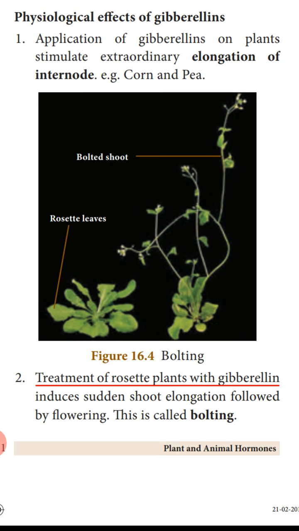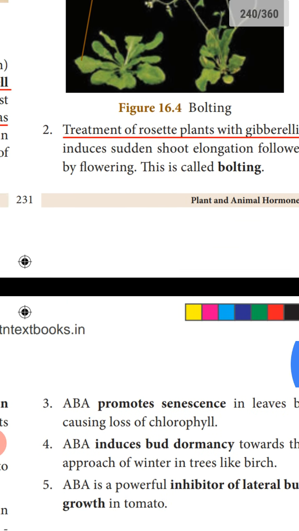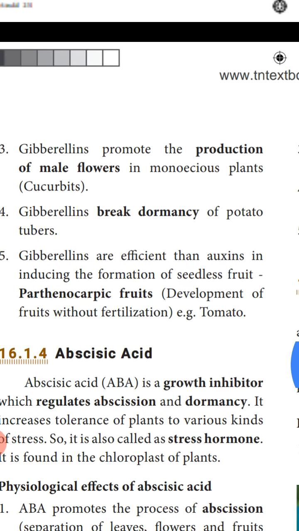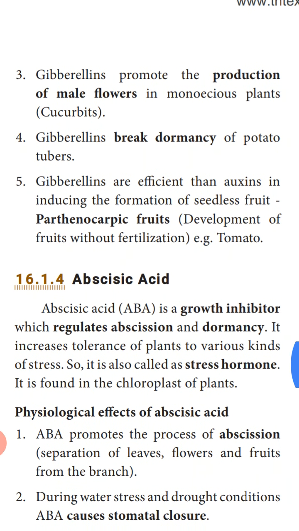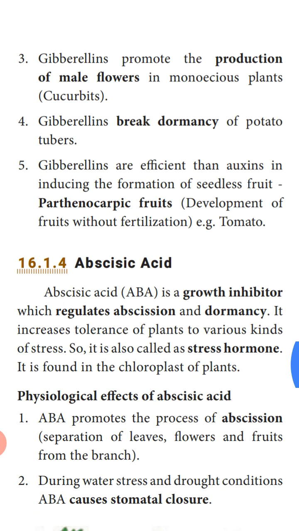So the first physiological effect of gibberellin we studied is that it causes the extraordinary elongation of the internodes. Second, it induces shoot elongation in rosette plants followed by flowering. Next we are going to study the next physiological effect of gibberellin: it promotes the production of male flowers in monoecious plants.